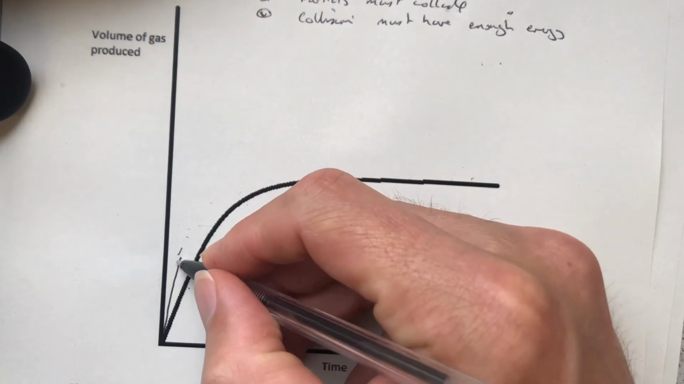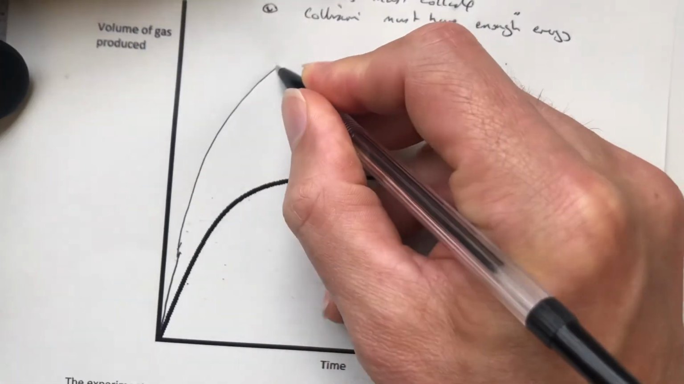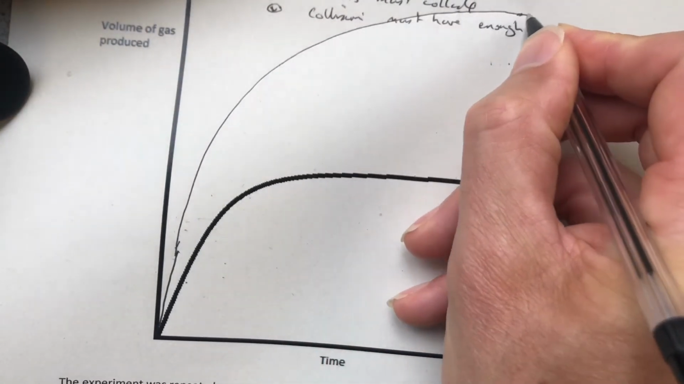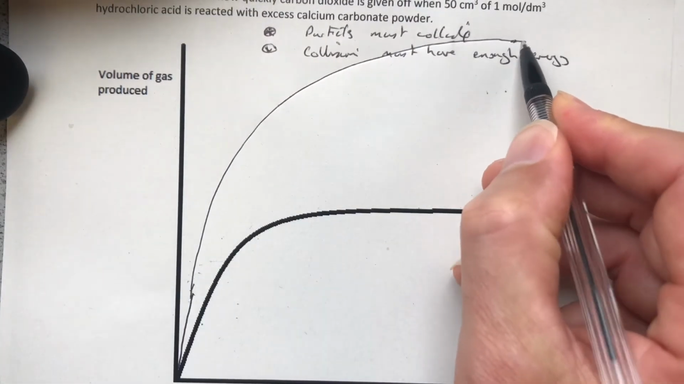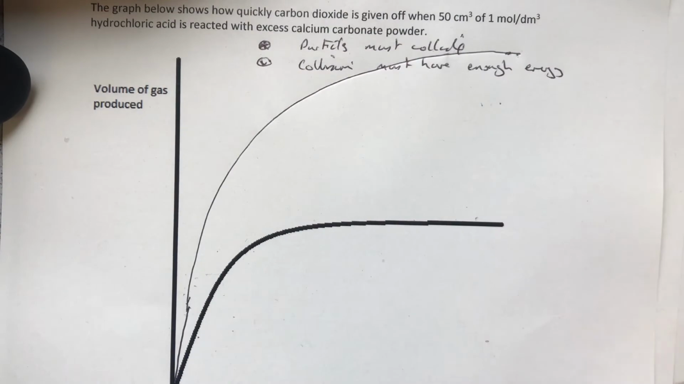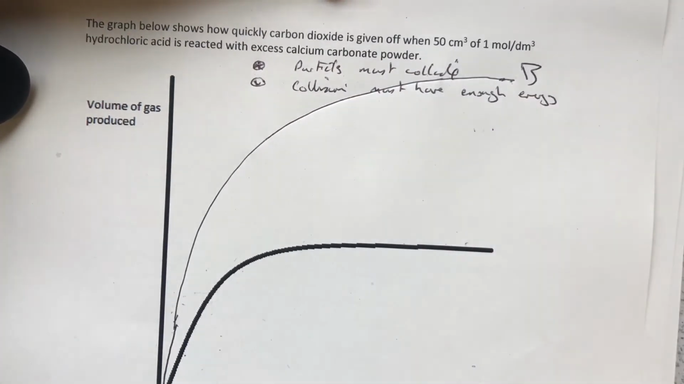So we must finish it off up there. So it'd be 2 marks for this, essentially. One for saying it's steeper, one for getting the destination point, the end point right, if you like, double the amount of gas. So we're going to label that one B.